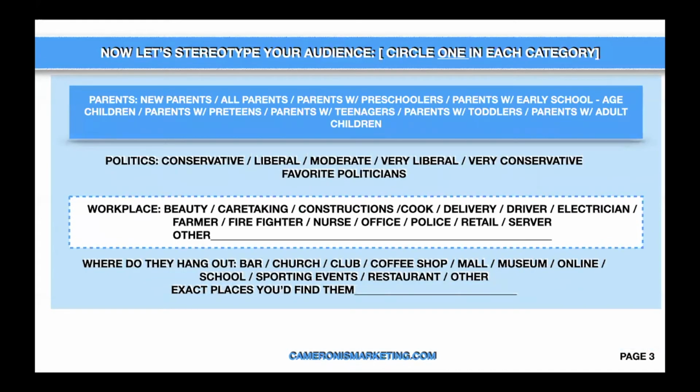So the next sheet is whether they're parents. So you have new parents, all parents, parents with preschoolers, parents with early school age children, parents with preteens, parents with teenagers, parents with toddlers, parents with adult children. Each one of these segments is going to have a different response based on who it is.